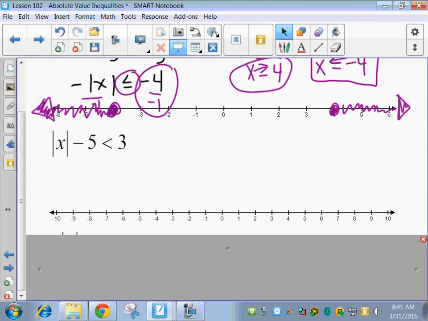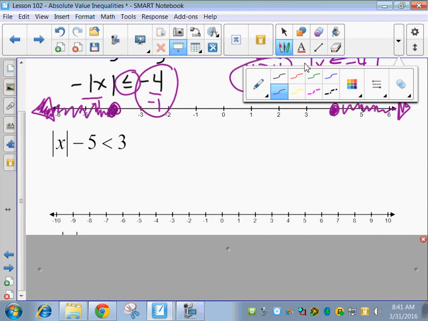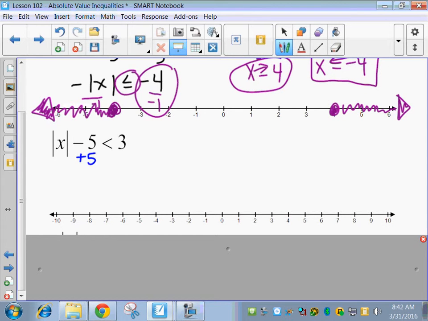So go ahead and write that down. So we always isolate the absolute value first. So Micaiah, what's the first step? Yep, we're going to add 5 to both sides. So we get the absolute value of x is less than 8. Again, this number has to be positive, or else you have a special case, which we'll talk about.